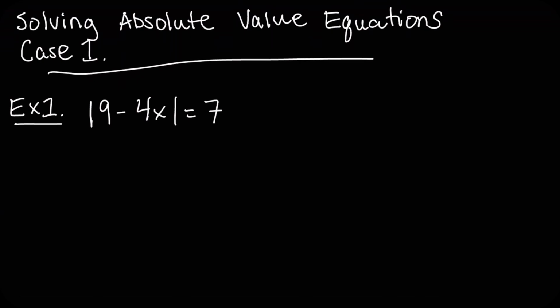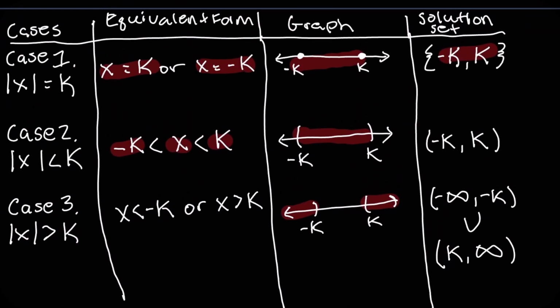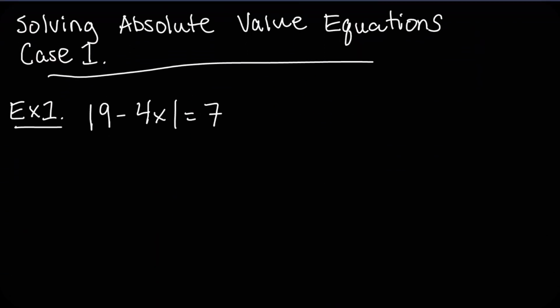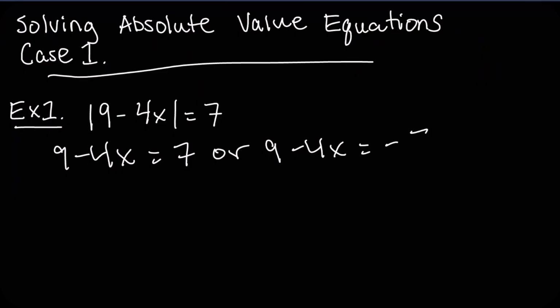So with that in mind, let's go ahead and look at solving some absolute value equations. For our first example, we have the absolute value of 9 minus 4x is equal to 7. So if we remember, this is the same thing as our first case, x is equal to k or x is equal to negative k, because we're dealing with this equal sign. So let's go ahead and write those out. We have our 9 minus 4x is equal to 7, or 9 minus 4x is equal to negative 7.